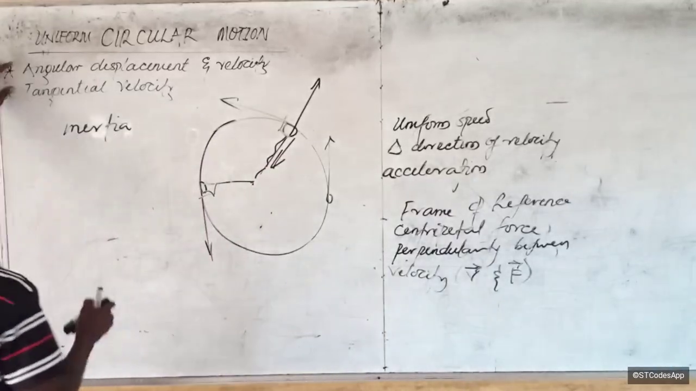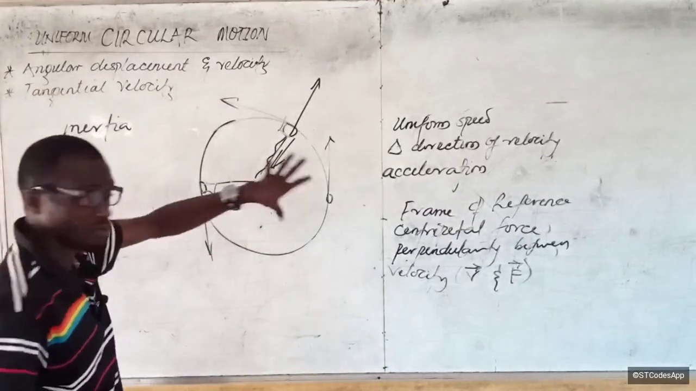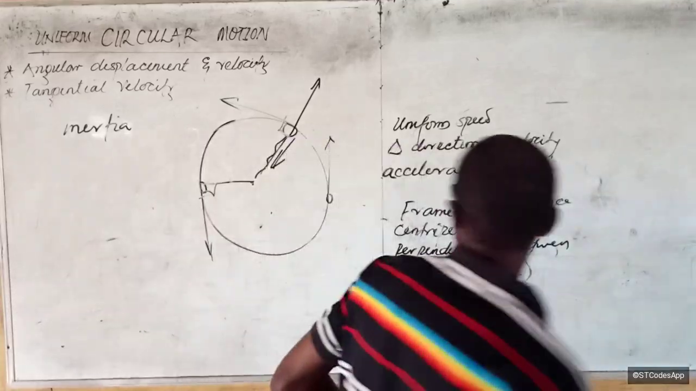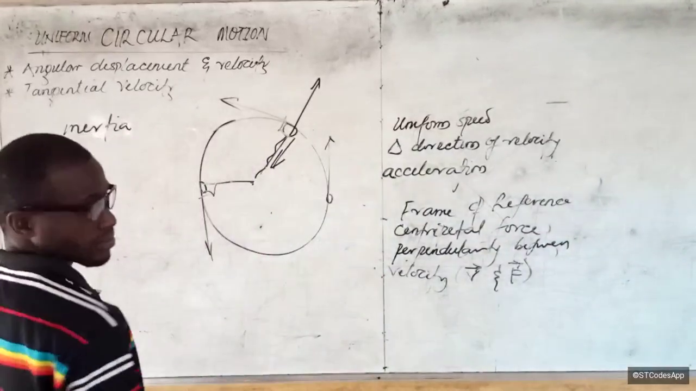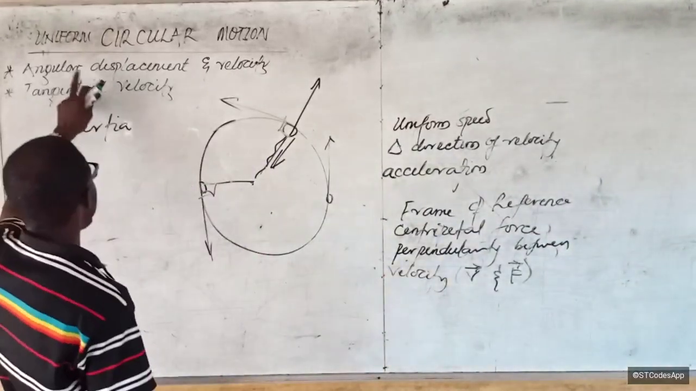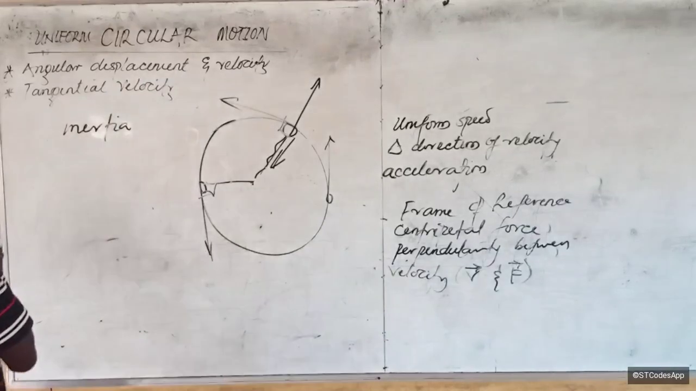So let's talk about these two points listed here. I said angular displacement and velocity. These are some properties that a body moving in a circular path is going to possess. So let's still use this diagram. We have angular displacement and velocity, so let's talk about the angular displacement.